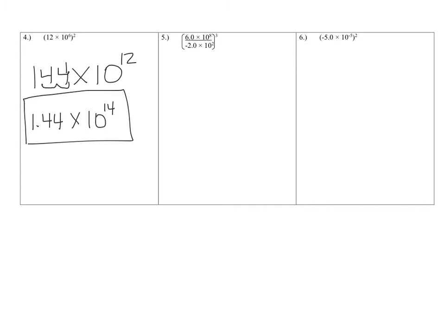So 6 divided by negative 2 is negative 3. So inside my parentheses, I have negative 3 times 10 to the, subtract your exponents, 8 minus 2 is 6. Then take everything to the 3rd power. Negative 3 to the 3rd power is negative 27. 10 to the 6th to the 3rd power, multiply your exponents. It's 10 to the 18th.